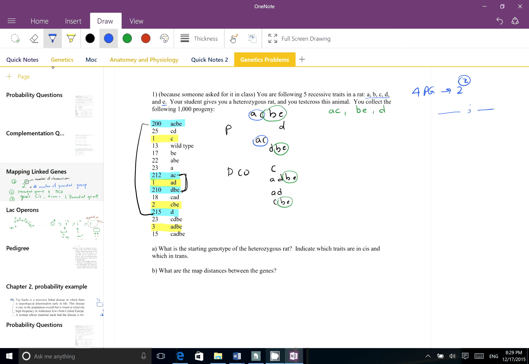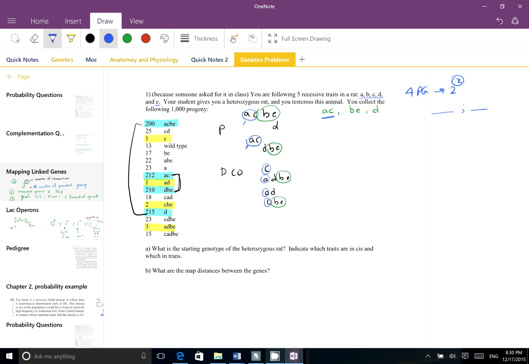Remember how I said A and C together, A and C together? Here, C and A separated, C and A separated. What does that mean? There was a crossover between A and C. So now I know that A and C are on one chromosome, right?